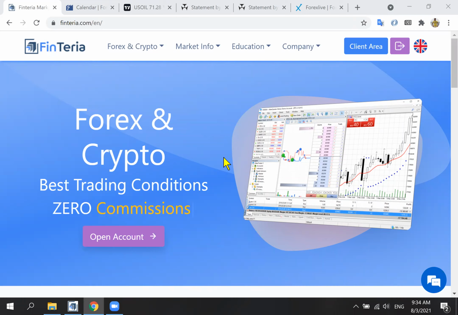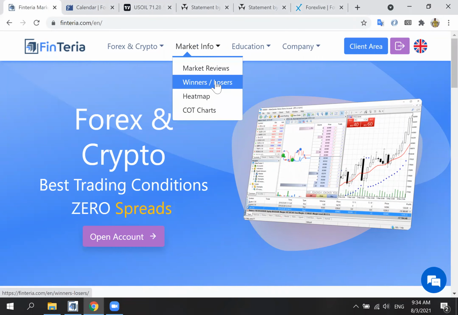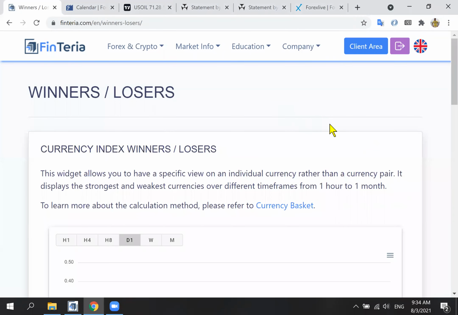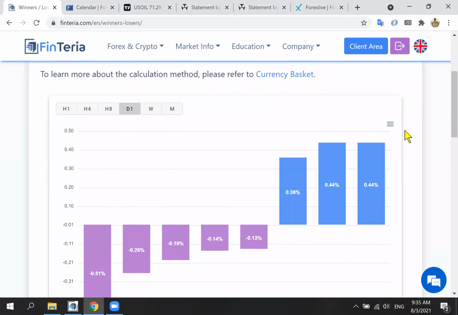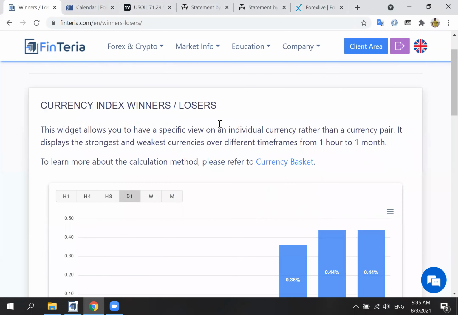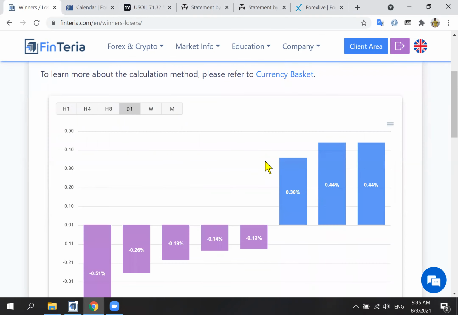We're going to start by reviewing the winners and losers of the previous trading session. We have a great tool on the website called Winners and Losers, and it's based on the currency indices. It allows you to see the strongest and the weakest currency per each period, starting from 1 hour and up to 1 month. So let's have a look at the data over the last 24 hours.